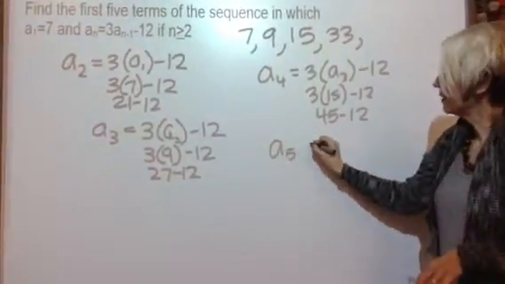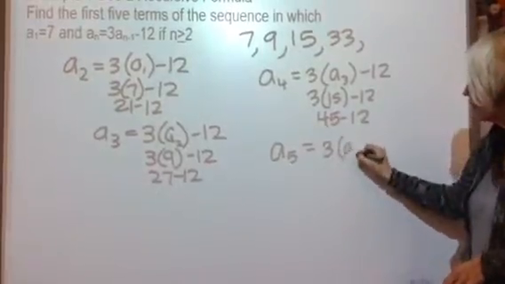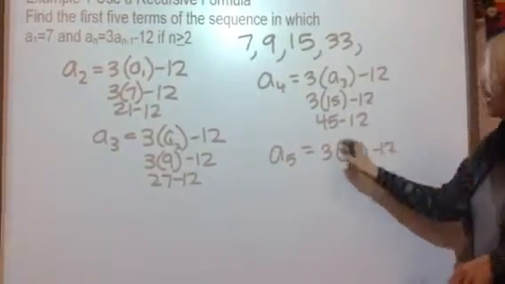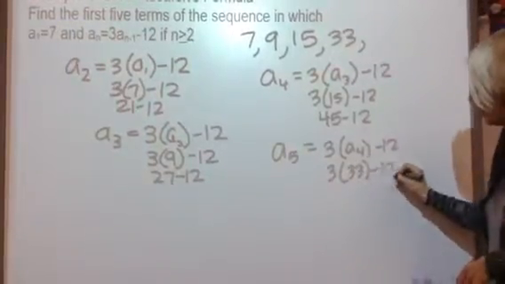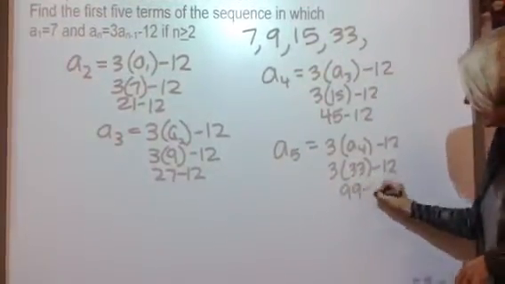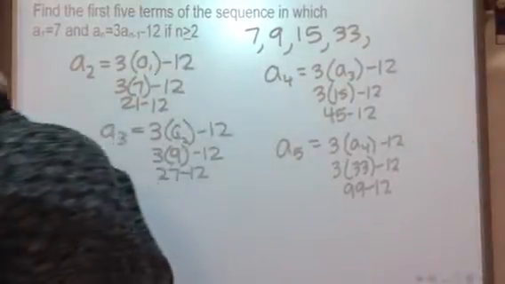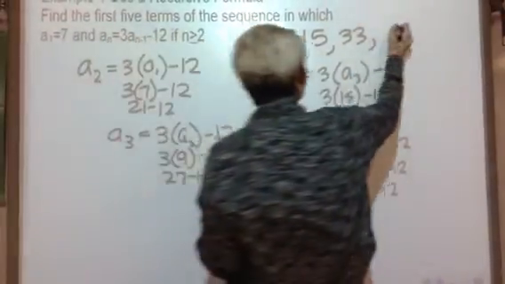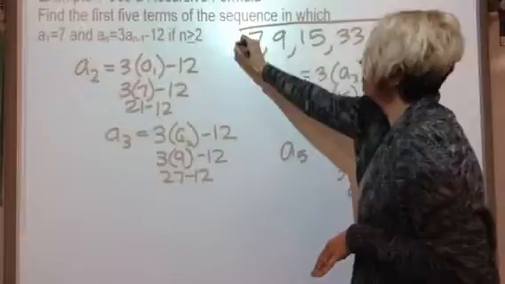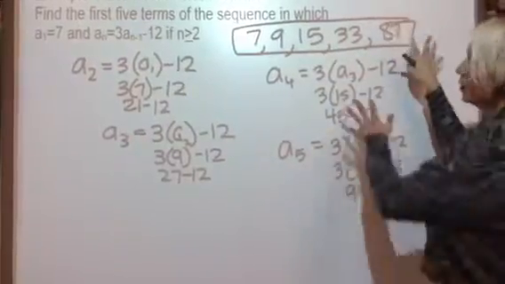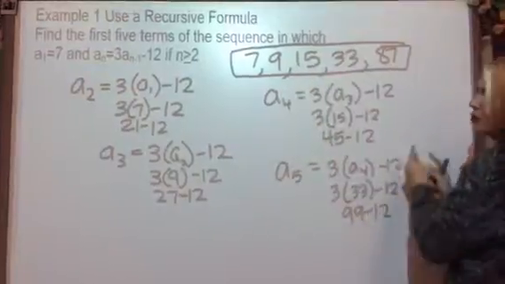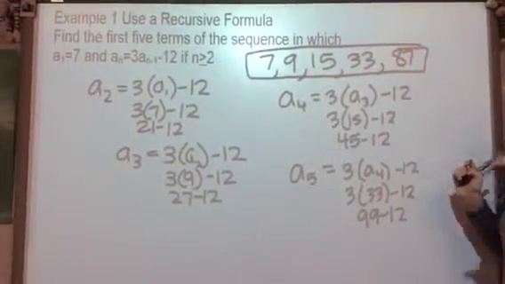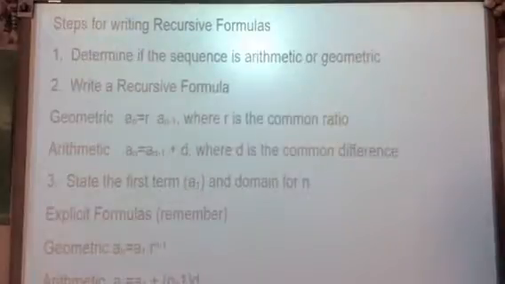A sub 5 is 3 times a sub 4 minus 12, and we know a sub 4 now is 33, so 3 times 33 minus 12, and that's going to be 99 minus 12, and 99 minus 12 is 87. So the first 5 terms in this sequence, we found them by using a recursive formula, which is using the previous term to find the next term. So try the example in your notes.